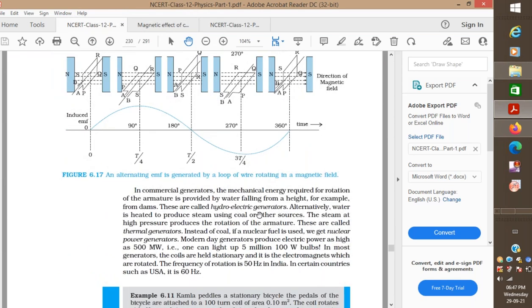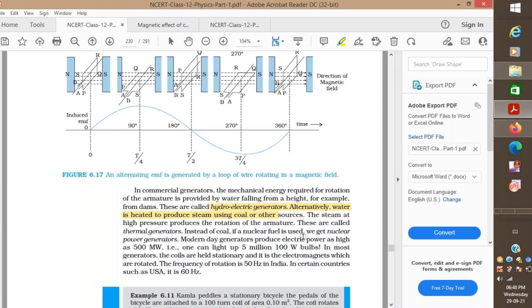So in hydroelectric generators, what is done is the water is made to fall on the turbine, and the turbine is connected to this coil armature, which rotates inside a magnetic field. When there is a change in the flux due to this rotation, alternating current is generated. So in case of a hydroelectric generator, that is the thing.